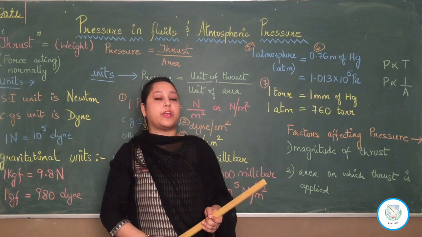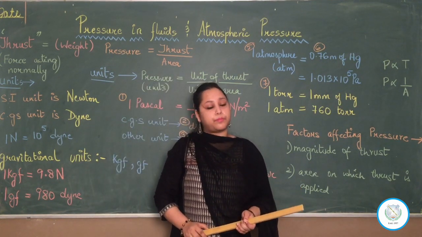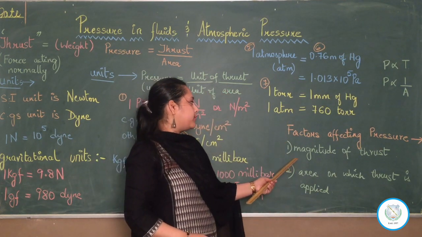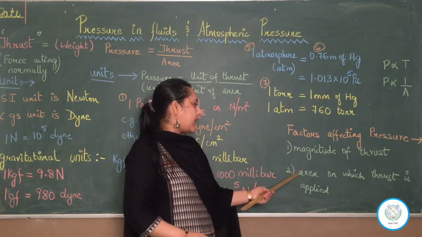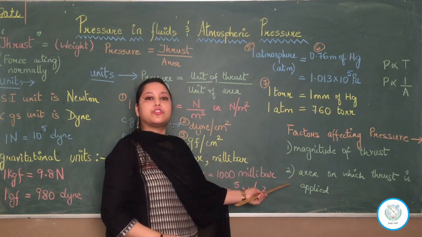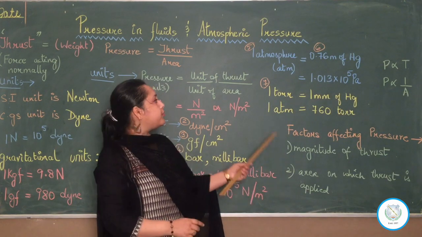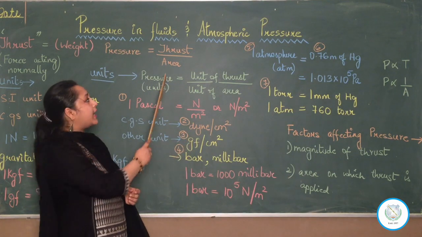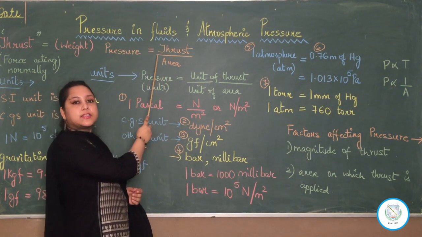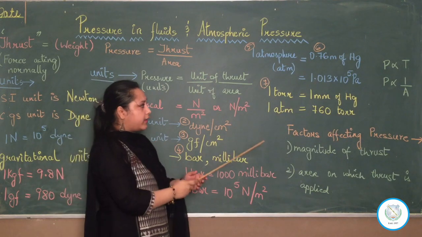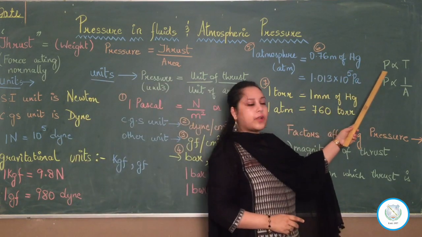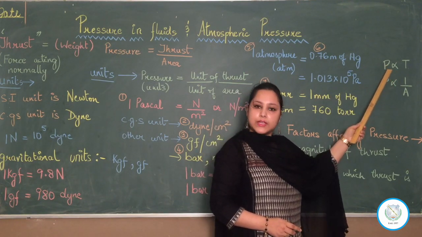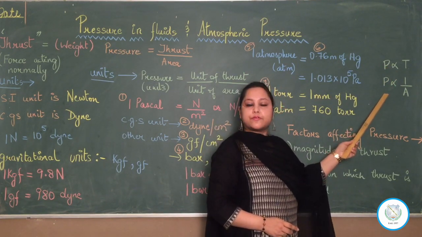Now let's talk about pressure in detail. What does pressure depend upon? Pressure depends upon two main factors. First one is the magnitude of thrust, and the second one is the area on which thrust is being applied. Now if you see the formula of pressure, pressure is directly proportional to the thrust, but it is inversely proportional to the area. That means if thrust increases, pressure increases. If thrust decreases, the pressure also decreases. The opposite is for area.